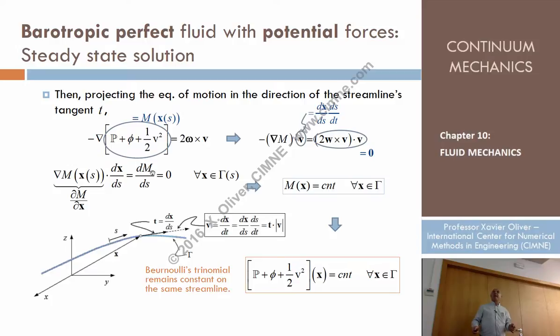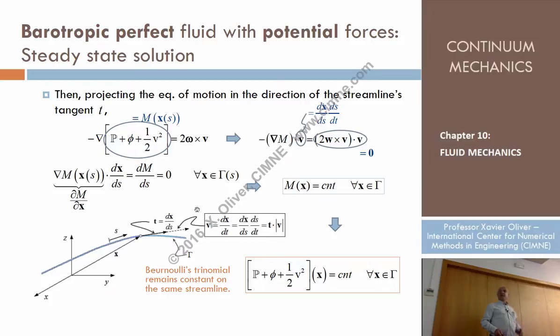So finally, all this manipulation leads to differential of m, being a function of s, of the position of the point at the streamline, equal to 0 for all points of this streamline. So what can we say of m? If differential of m is equal to 0, it's constant. But it is constant for all points belonging to this streamline, not all other points. So in other words, all points of this streamline have the same value of m.